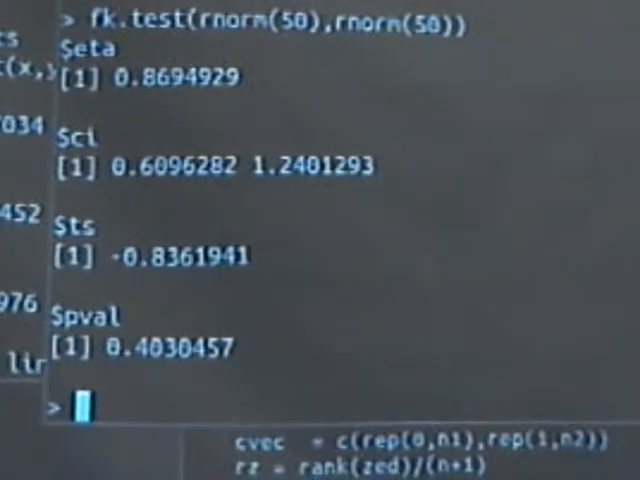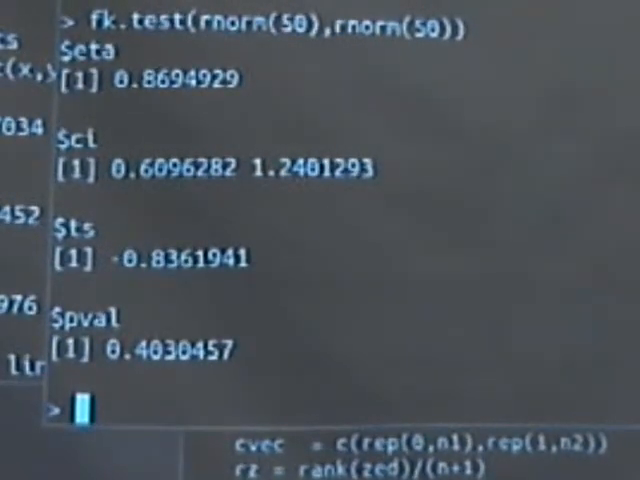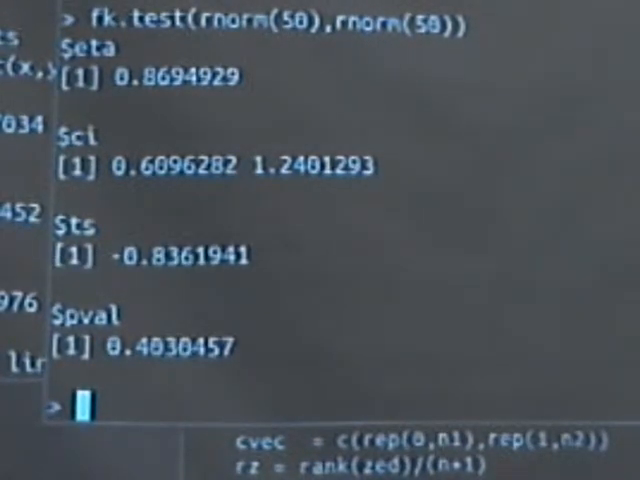Okay, so let's just do the confidence interval. We go back to our initial setup, and of course what you want is a confidence interval for eta, which is sigma 2 over sigma 1.